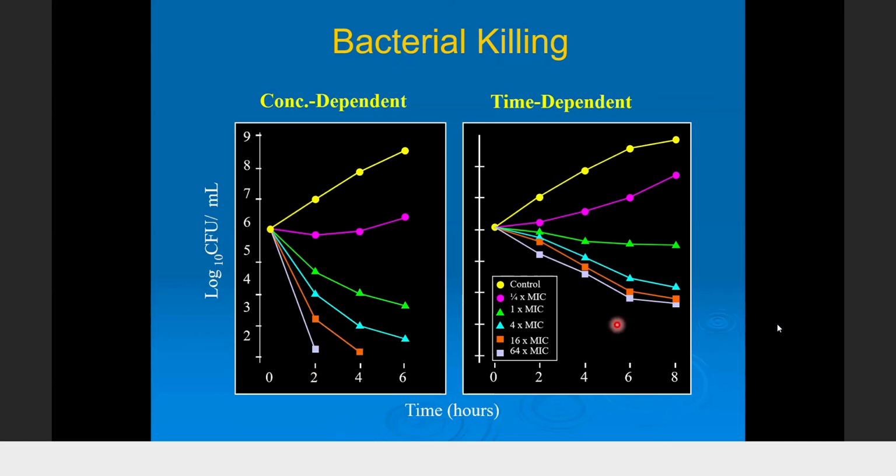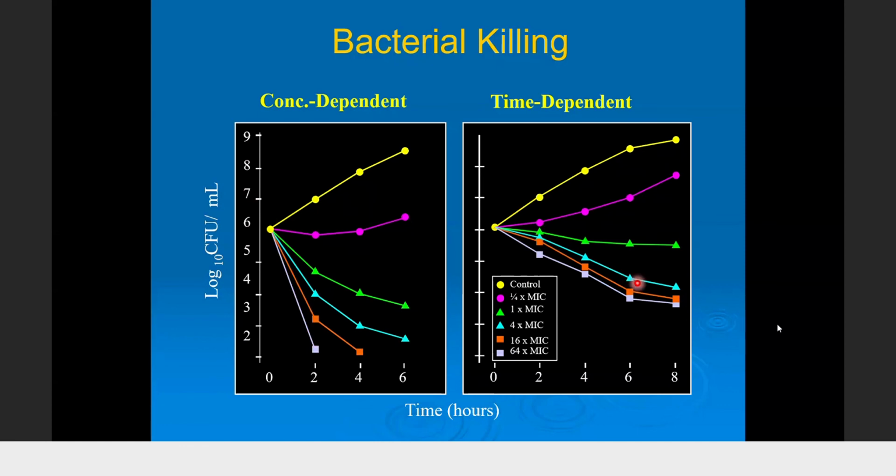Whereas this one is time dependent. Again, this is the control, no drug was given. So this is the bacteria, and this is quarter MIC. We look at 1 MIC, the minimum inhibitory concentration, it shows a decrease in the colony forming units, the bacteria. And when we increase the concentration, 4 times MIC, and 16 times and more, we can do more here, 100 times the MIC and so on.